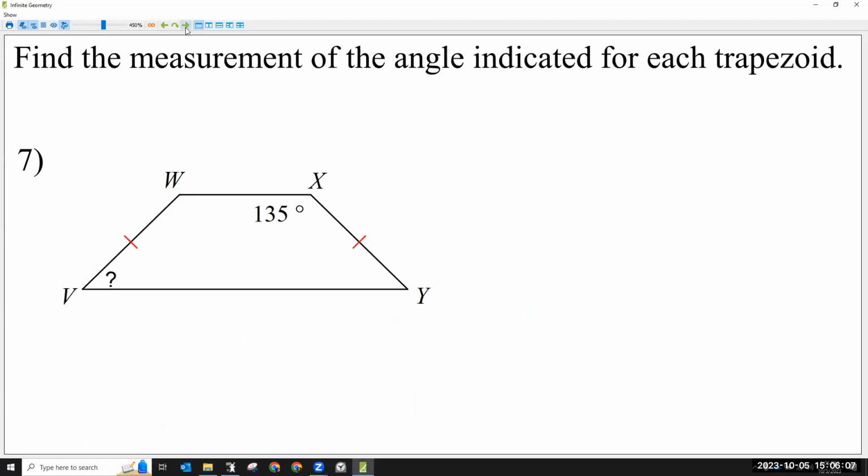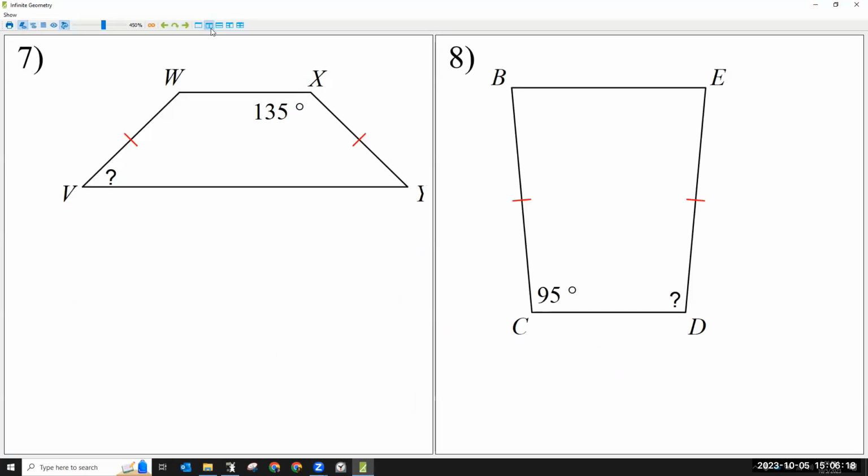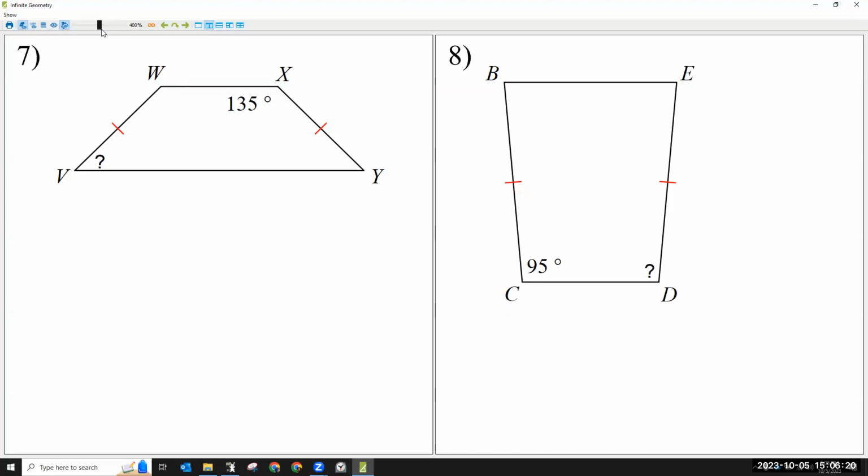Oops, so those are just like it. All right, moving on to number 7. Now for number 7, we're going to look at number 7 and 8 at the same time. So let's put both of those up there. These are 2 different types we're going to see.